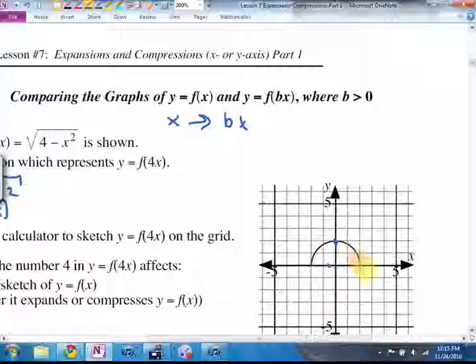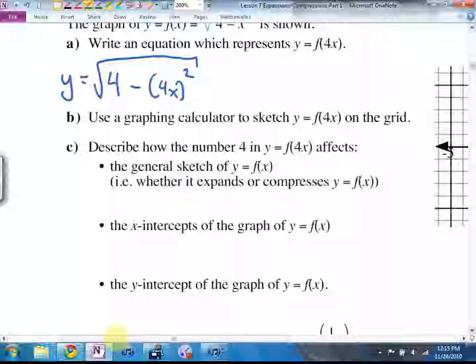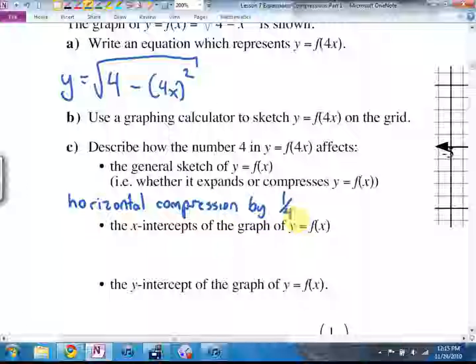How about this point? Well, it's 2 to the right. It's going to end up being 0.25 to the right. This blue graph kind of shrunk down and small, I know. That blue graph is y equals the square root of 4 minus 16x squared. That's what it looks like. We would say this: horizontal compression by a factor of 1/4.